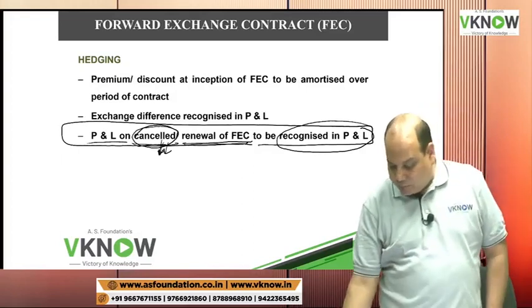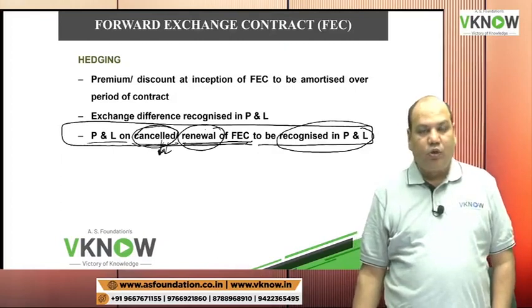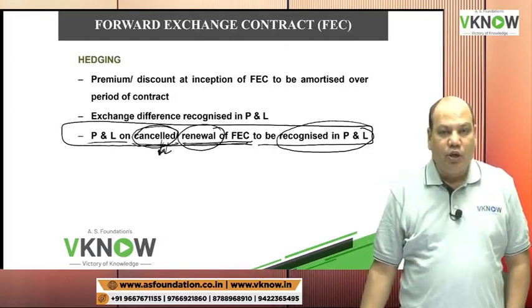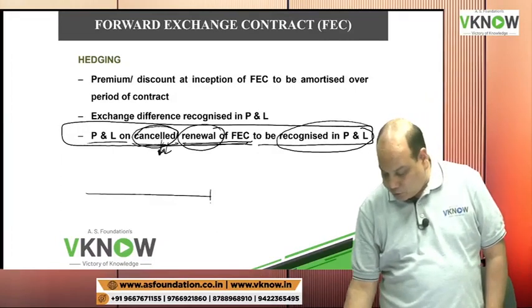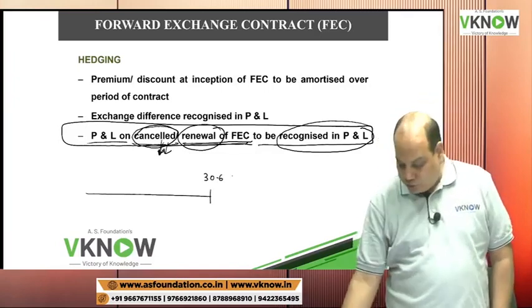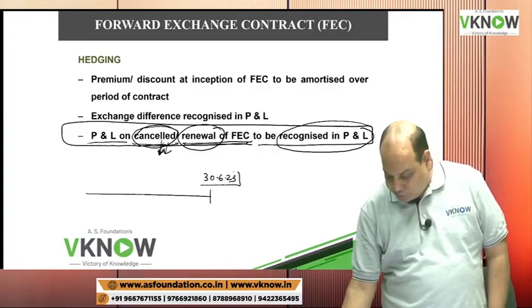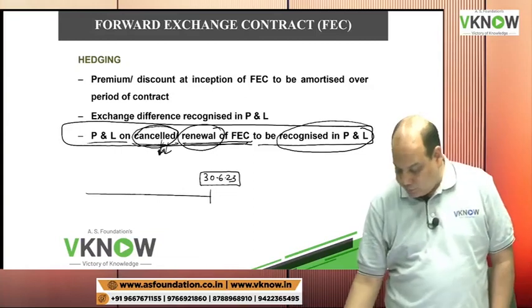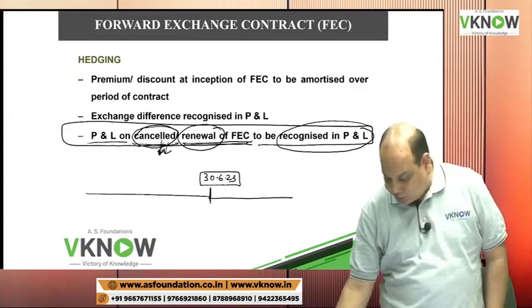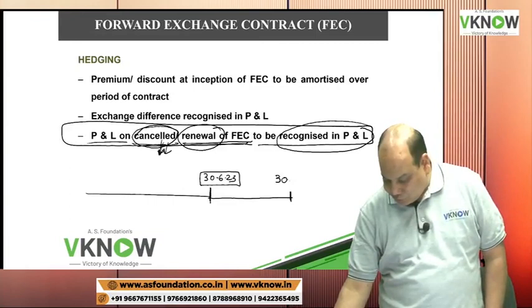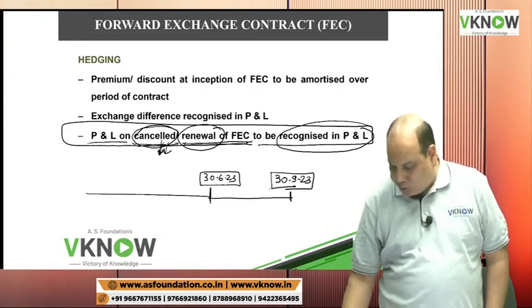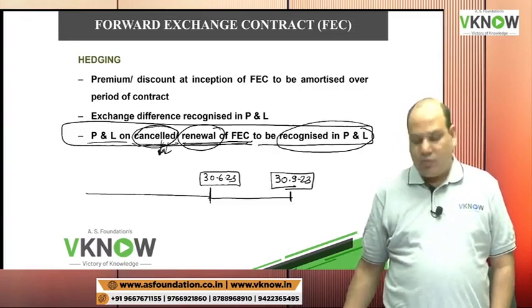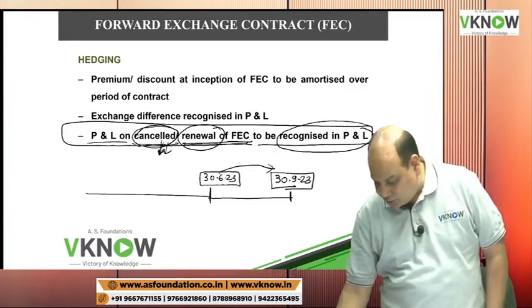Forward contract can be renewed also. My forward contract was supposed to mature on 30th June 23. I go to the forex dealer and I say, please, you renew it. You renew it to 30th September 23. Please extend this date by 3 months.